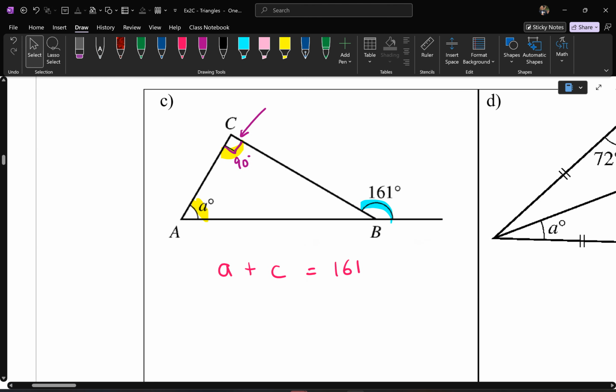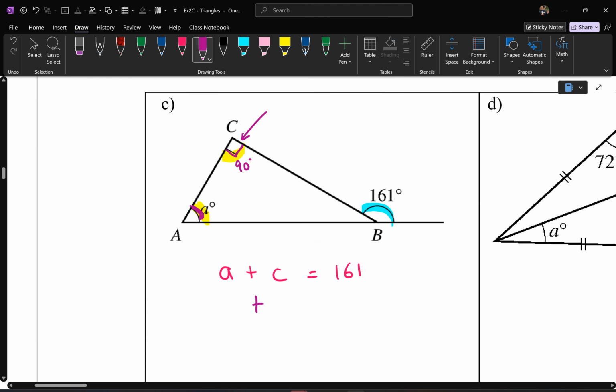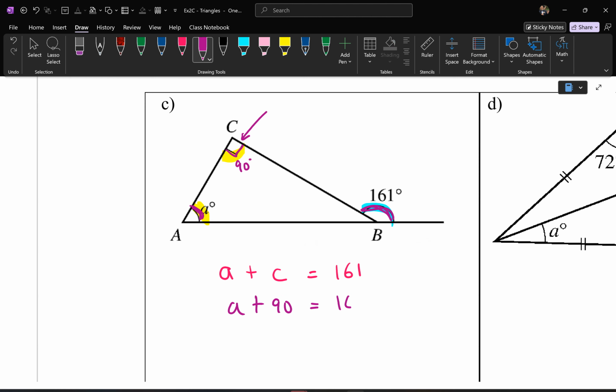So what they're really saying is this angle A plus 90 has to equal the exterior angle, which is 161. So now you can do, again, a bit of trial and error with your fingers, or you can reverse it: 161 take away 90, or what adds up to 90 to give you 161? 71. Is that right? Yes, that is correct. So A must equal 71. Again, you can use a calculator. You could have done 161 minus 90, and you would have got 71 as well.